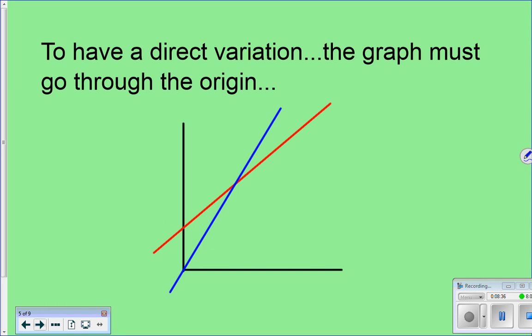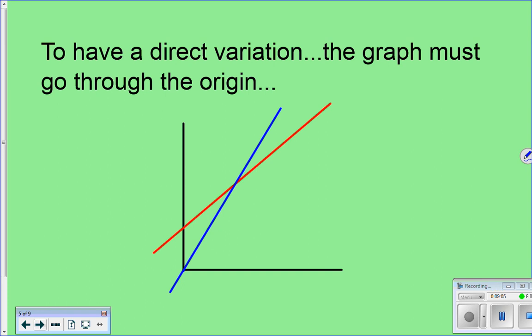So if I look at a graph, how do I know if it's in proportion again? What is one thing I need to look at? David? Okay, that's one thing. What's the other thing? Okay. So looking at these two lines, which one of these is in proportion? Blue, because it goes to the origin and is straight. I can write a direct variation for the blue one. Can I write one for the red one? No, because it doesn't go through the origin. You have to have those two.